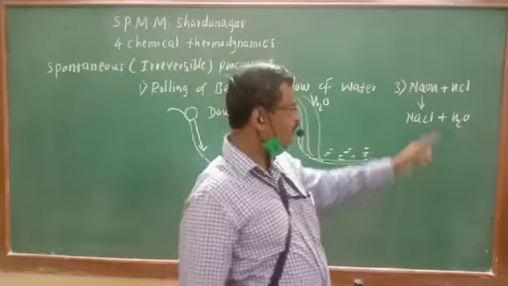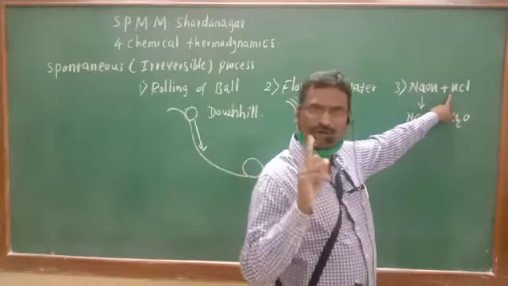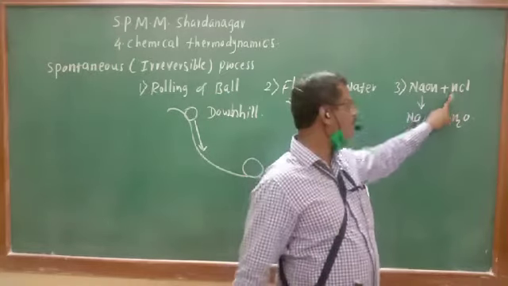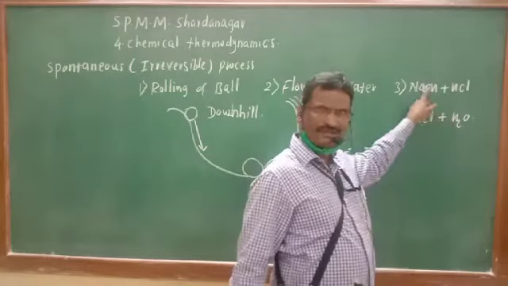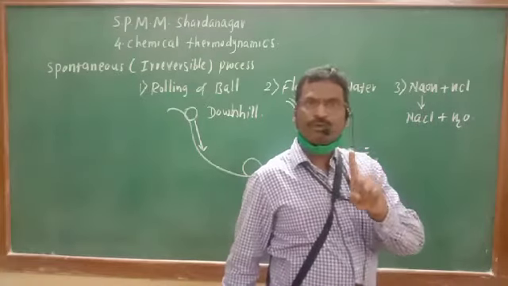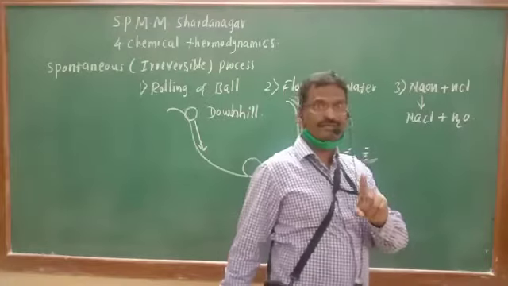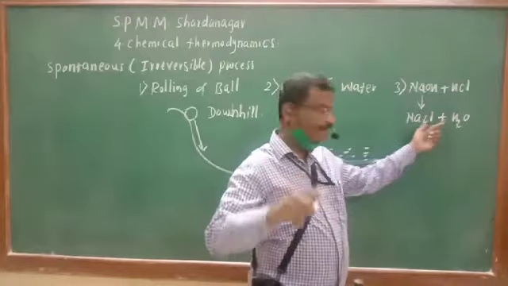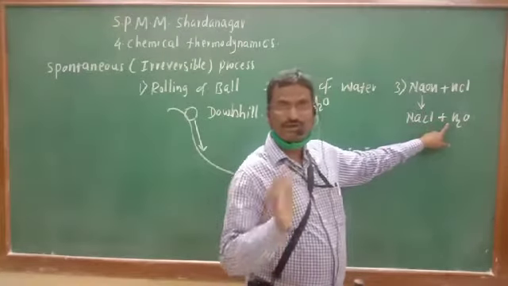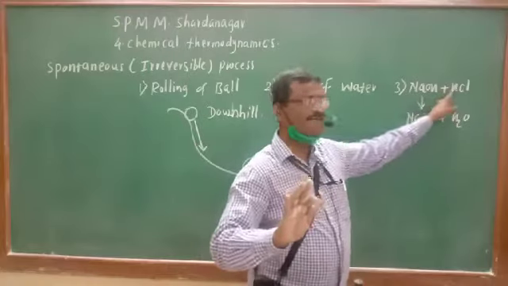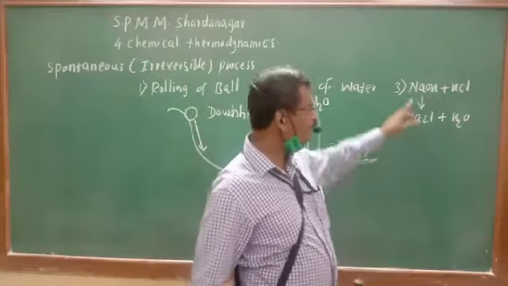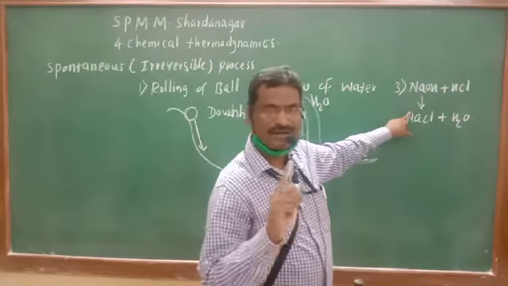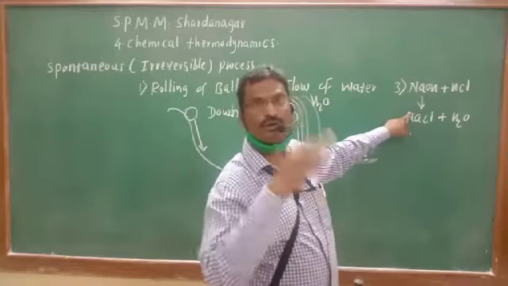Immediately, as soon as NaOH and HCl are added together, they undergo a chemical reaction and form NaCl and water. This reaction is taking place in only one direction. They combine together forming these products. But if we add NaCl to water, formation of NaOH and HCl is not possible. Therefore, this reaction is taking place in only one direction, and this is taking place with evolution of heat.